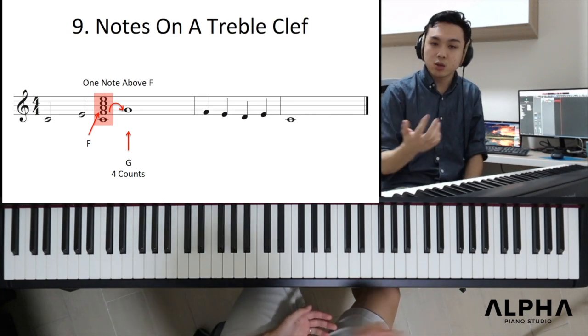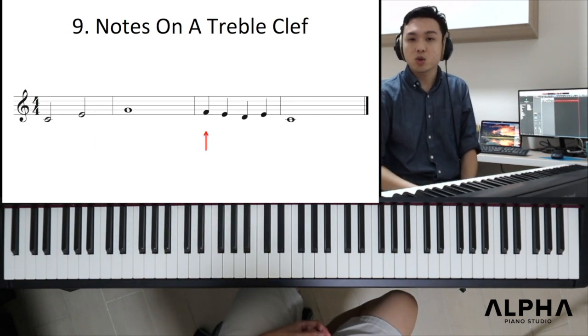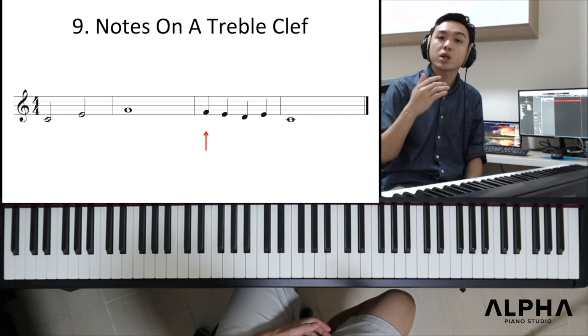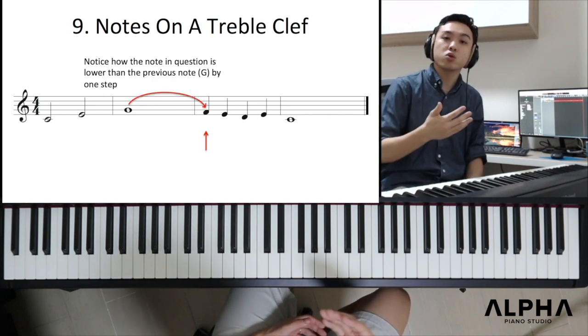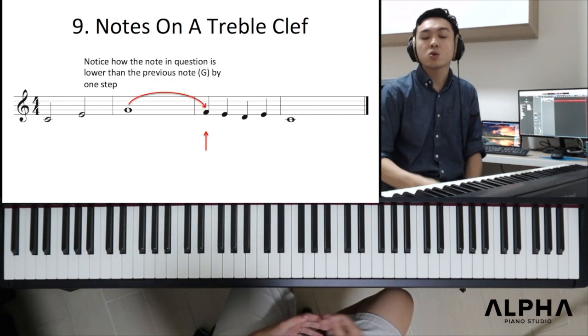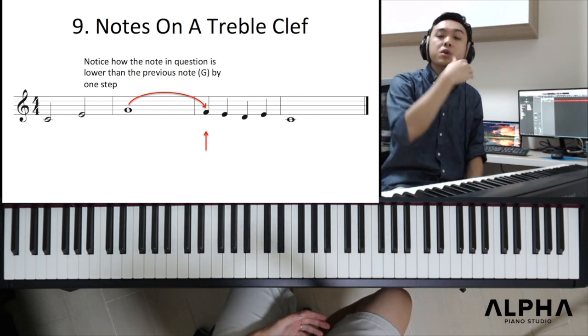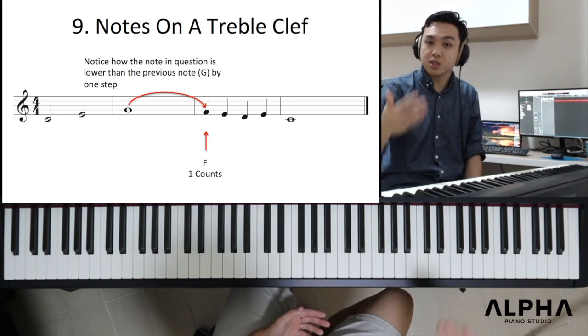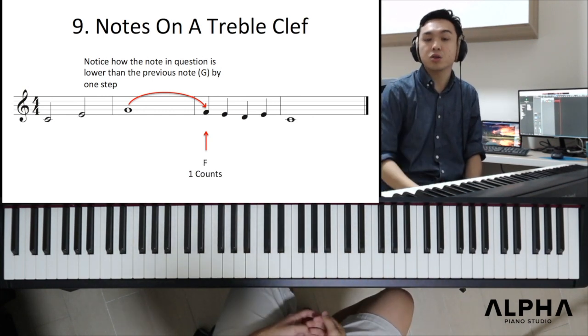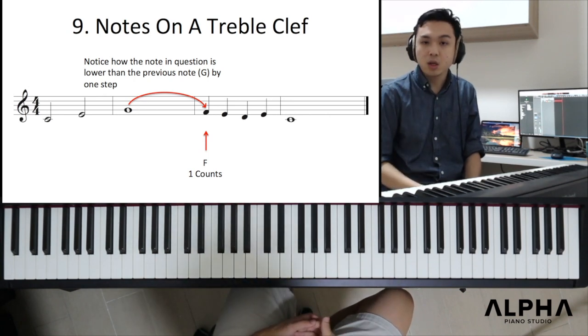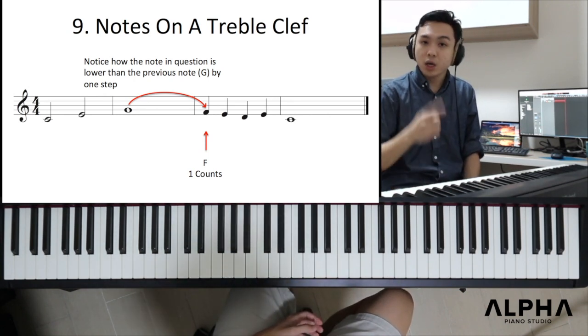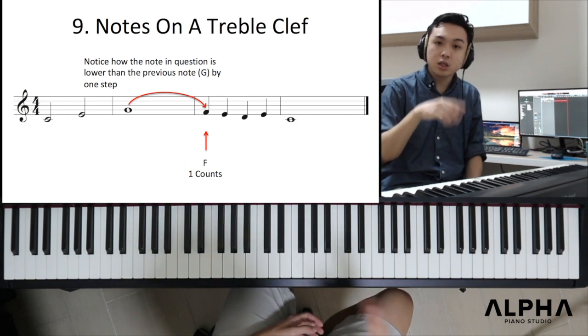Okay, on to our next note. Now if you look at the next note, you will notice that this note is just 1 step below the previous note, which we figured out was G. So 1 note just below G is F. It's just the letter before G. So we know that this is an F note, and this is 1 count. Why is it 1 count? It's because it's a shaded circle with a tail.